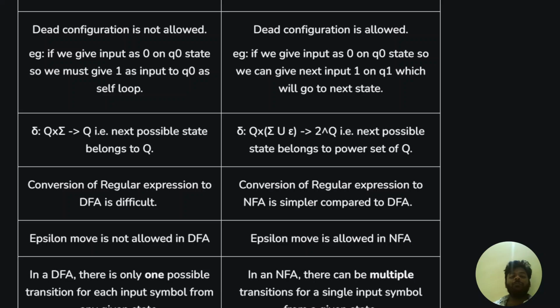In NFA, dead configuration is allowed. Example, if we give input as 0 on Q naught state, so we can give next input 1 on Q1, which will go to the next state. So for DFA, Q times sigma gives the next possible state, which belongs to Q. For NFA, Q times sigma gives the next possible state, which belongs to the power set of Q.